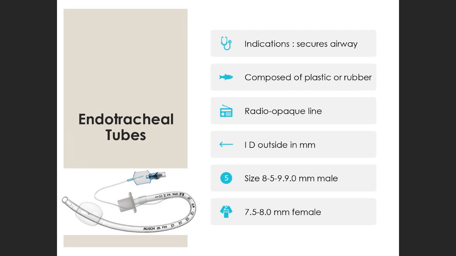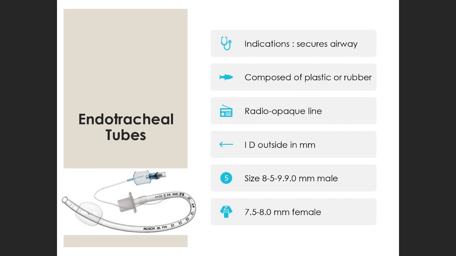That phrase means a cuffed tube placed below the vocal cords. That's really what that means when you say you want to secure an airway. And that cuffed tube may be an endotracheal tube. That's what is commonly used. But it could be a tracheostomy tube, for example, if there's an indication for a tracheostomy, right? It's composed of plastic or rubber. These days, a lot of plastic.